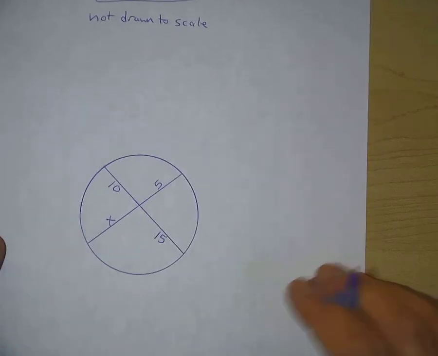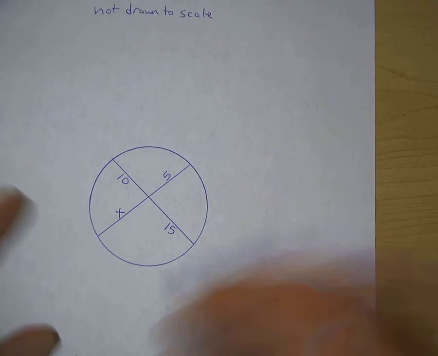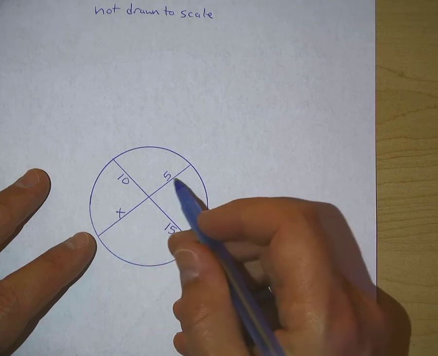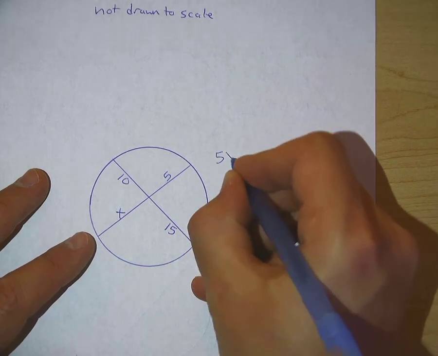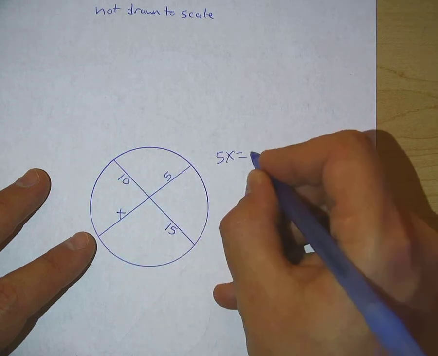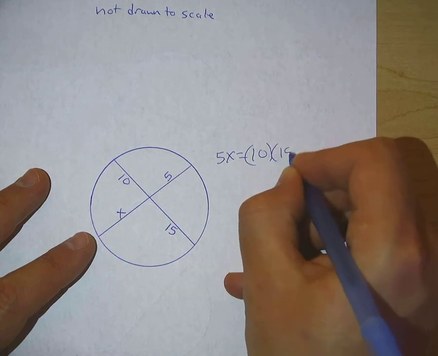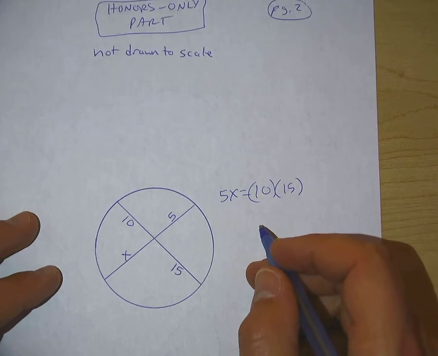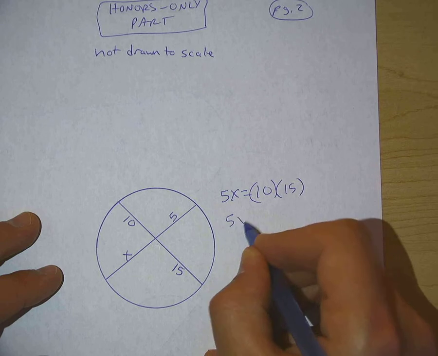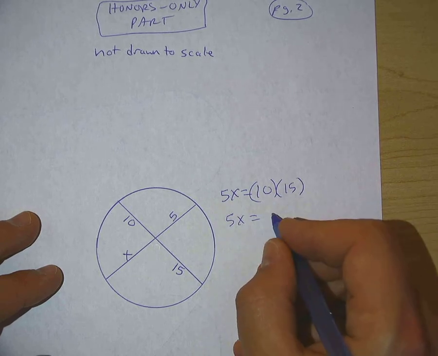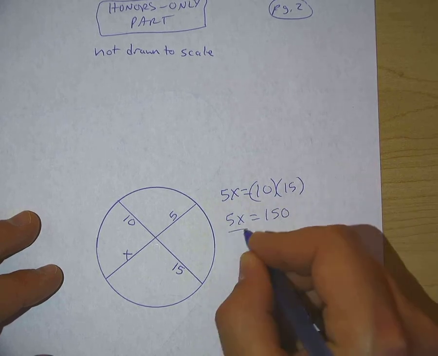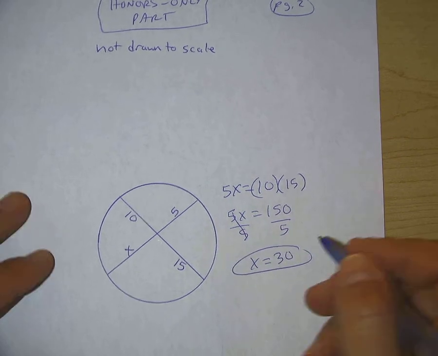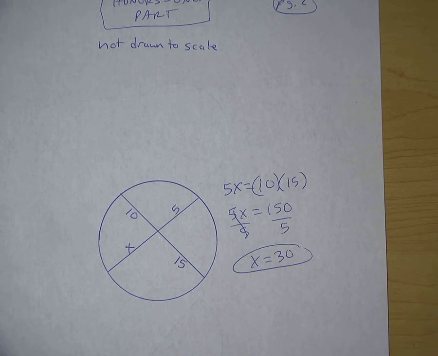Last but not least, the honors. Don't have that much of a longer part this time. So to figure out what x is, I multiply these two. I multiply 5 times x, which is 5x, equals 10 times 15. And this is not drawn to scale. Okay. So what I can do is I take 5x equals 10 times 15, which is 150, and divide by 5. So x is going to be 30. That's your answer. Good luck on the test, and go Big Reds!